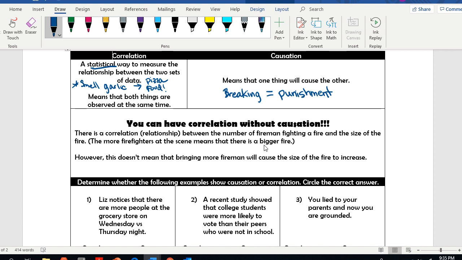Maybe the smell of garlic with the number of people in the house. That would be a correlation, but the sets of data are usually two numbers. When it says sets of data, it does mean numbers. So maybe there is a correlation between 5 cloves of garlic and pizza being made. But that's the kind of thing that you're looking for, sets of numbers.